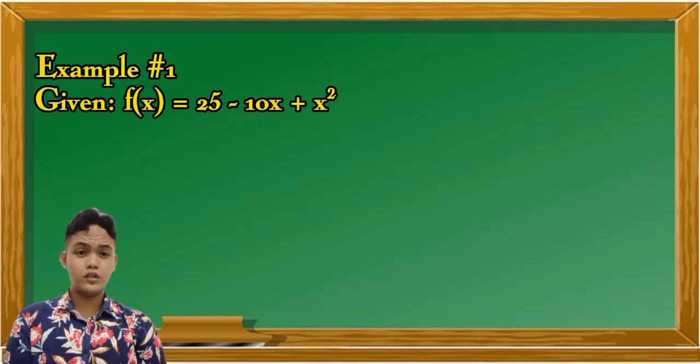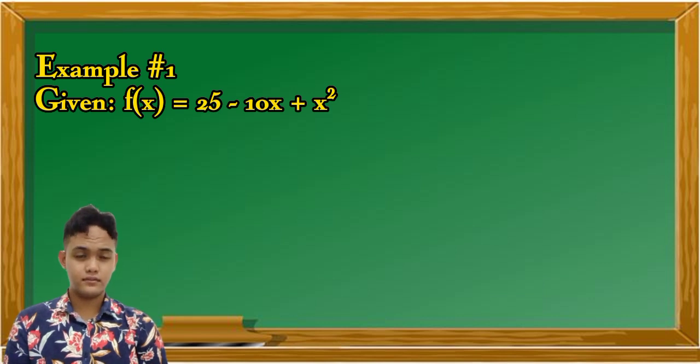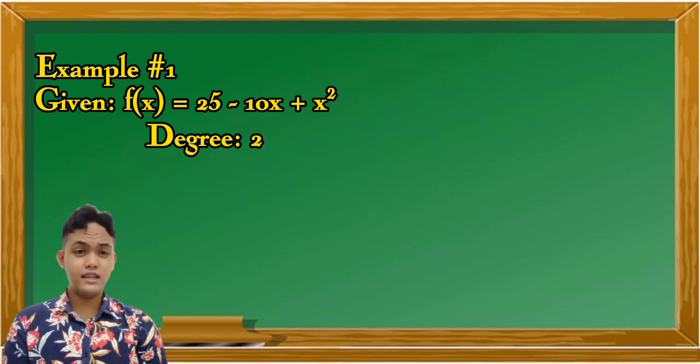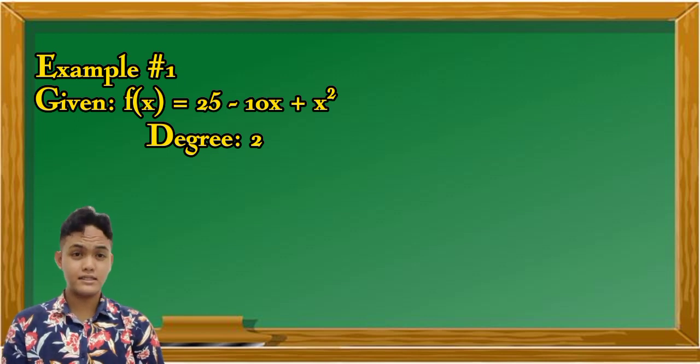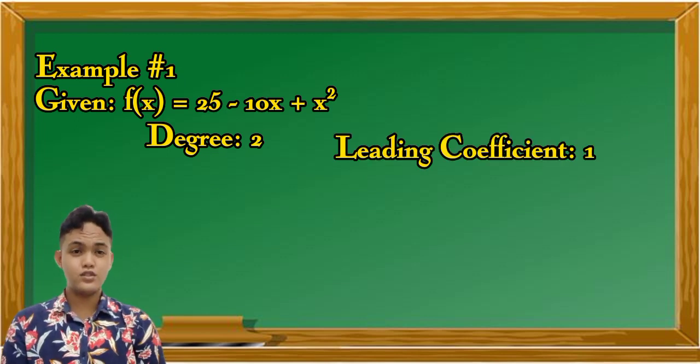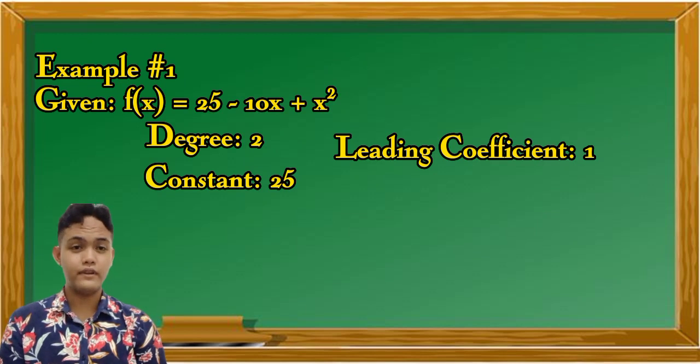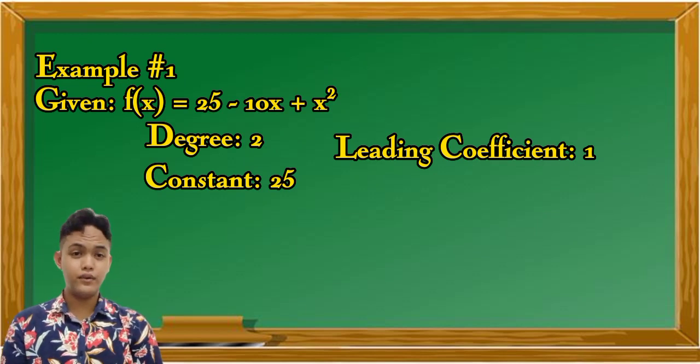So here is example number 1: 25 minus 10x plus x squared. The degree here is 2 since it is the highest power of x. The leading coefficient is 1 since the numerical coefficient of the term with the highest exponent, which is x squared, is 1. The constant is 25 since it has 0 degree.